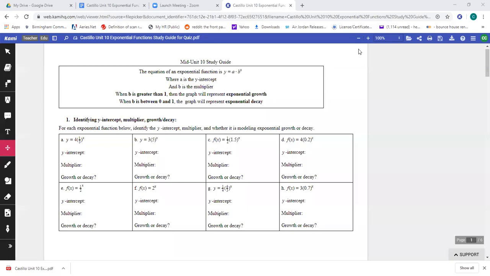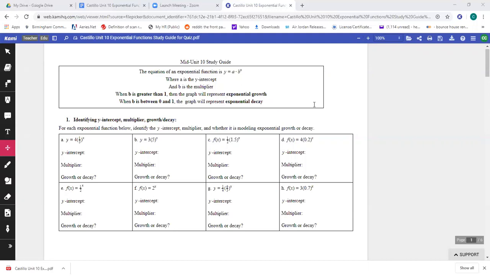Okay, so we are going to go over the study guide right now. The first page is pretty straightforward. You just have to know that the exponential function is in the form y is equal to a times b to the x. Remember that a is your y-intercept, b is your multiplier, and if the multiplier is greater than 1, then we have exponential growth. And if the multiplier is between 0 and 1, it is going to be exponential decay.